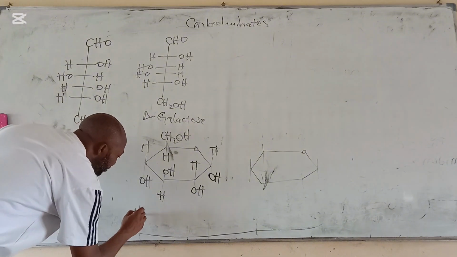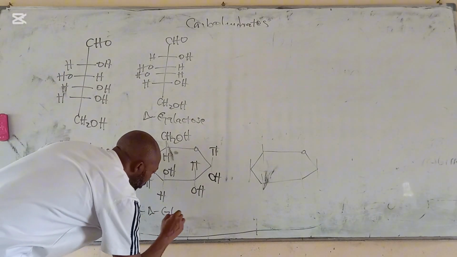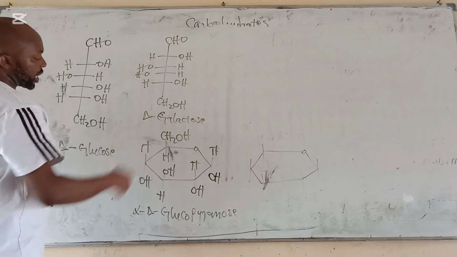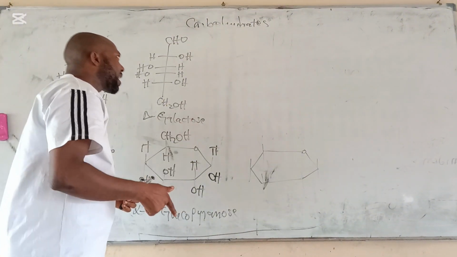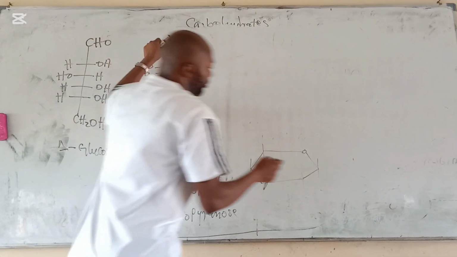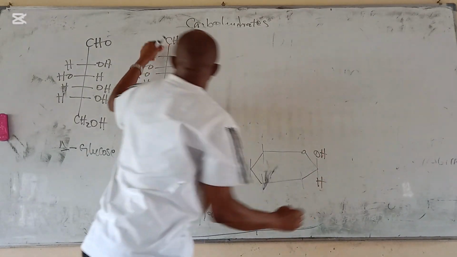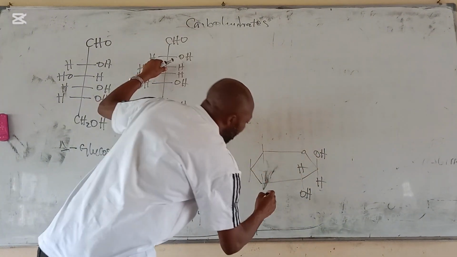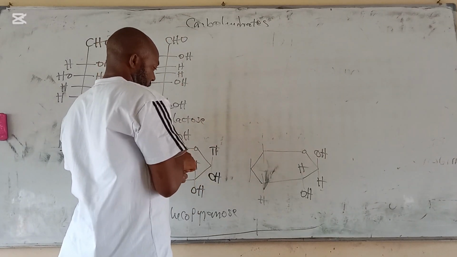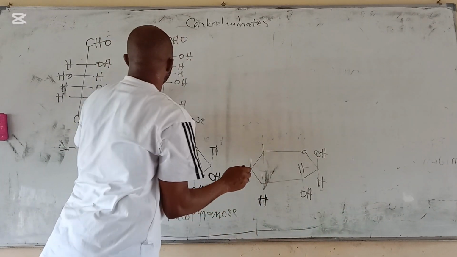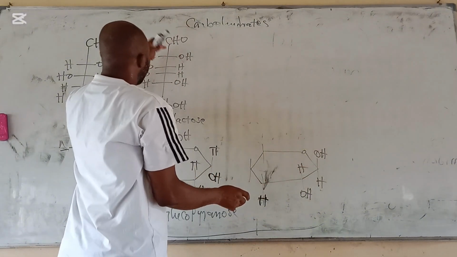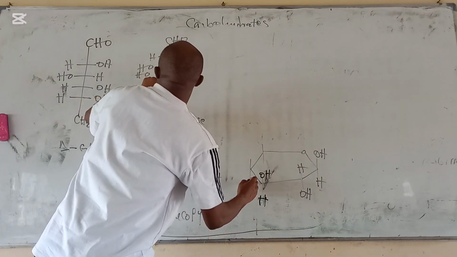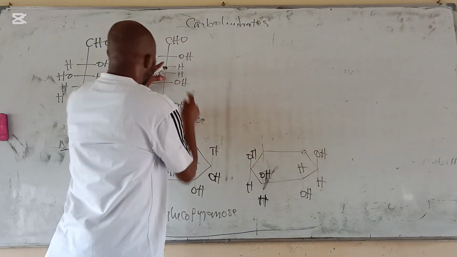This is my alpha D-glucopyranose. Now, on the other side, I want to form beta D-galactopyranose. I will now have beta: OH is up, hydrogen is down. The next one, OH is down, hydrogen is up. The third one, hydrogen is down, OH is up. The fourth one, hydrogen is down, OH is up.